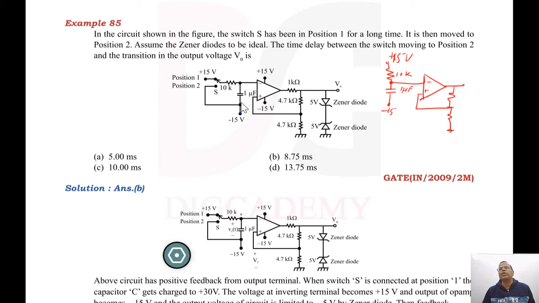So for the output voltage, you have to see what it will be. At steady state, this capacitor will be fully charged, right? Capacitor is fully charged, so this will be positive and this will be negative, and there will be a total voltage of 30 volt across the plates of the capacitor. So this point will be at 30 volt.